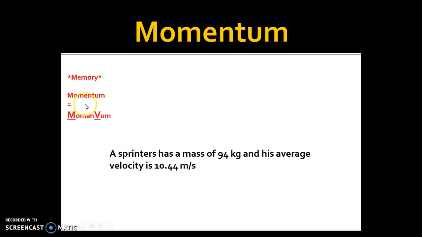So momentum. What does that mean? Can we have a go now? Let's see if we can answer it. Our momentum then will be mass, 94 kilograms, times 10.44 equals 981.36 kilogram meters per second. Okay, so that is what you're looking for. Hopefully that makes sense to you.